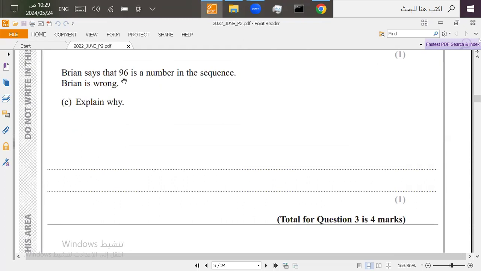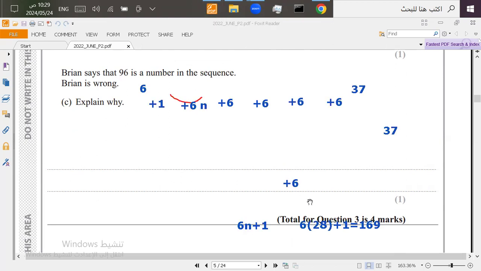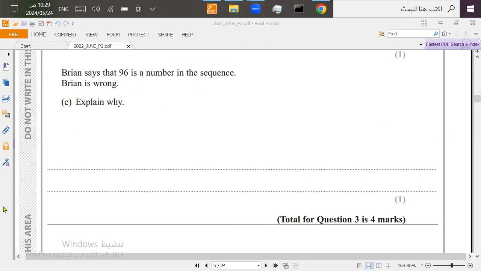Brian says that 96 is a number in the sequence. Brian is wrong. Explain why. So he's saying that 96 is a number in the sequence. Now we already established that this is the nth term of the sequence, which is 6n plus 1. So let's take the 6n plus 1 like this. Now we're trying to find 96.